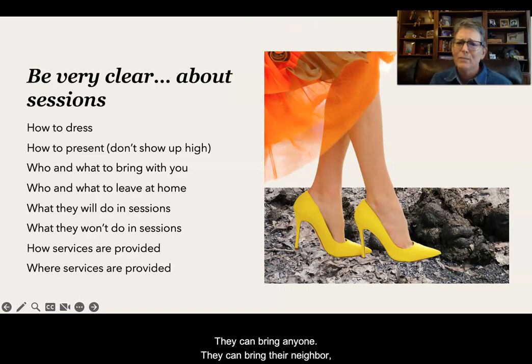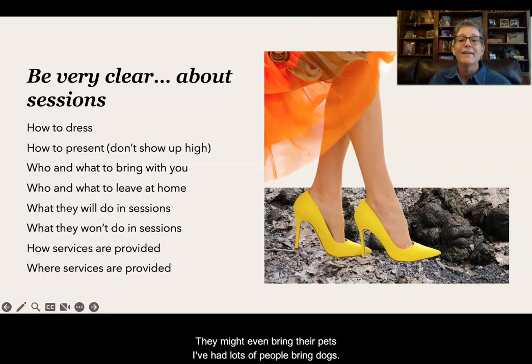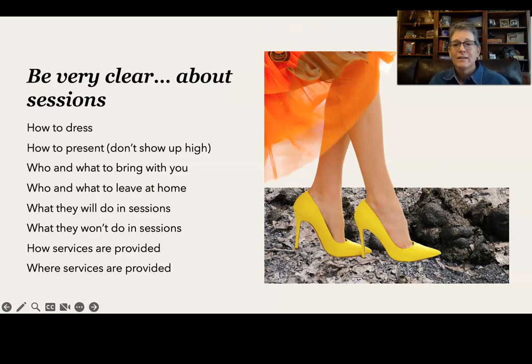They can bring anybody. They can bring their neighbor. They can bring their best friend. They want everybody to meet their equine. They might even bring their pets. I've had lots of people bring dogs and cats and even birds to sessions because they want to introduce their home friends to their new friend. And so you want to be very clear about, is that okay or not? And sometimes it's your liability insurance that tells you whether that's okay or not.